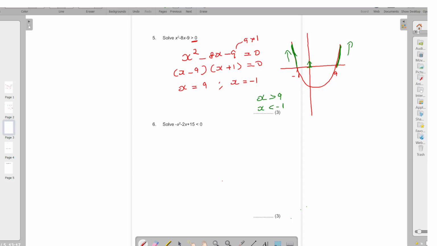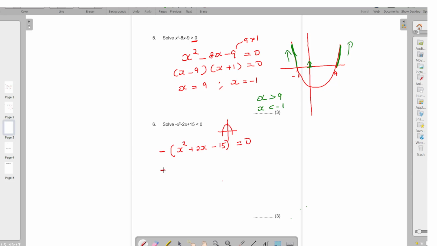Question 6. Question 6 is similar, but it's got a minus at the front. So if it's a minus, the graph always goes like that. It's reflected in the x-axis. So we're going to bear that in mind. To do that, we'll take the minus out. It's easier to draw. So that becomes x squared plus 2x minus 15 is equal to 0.